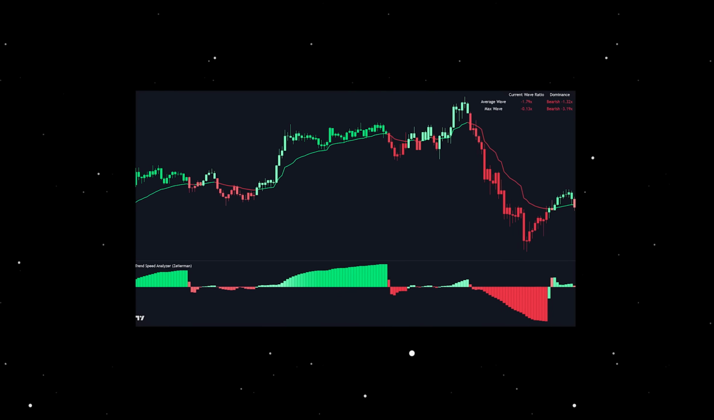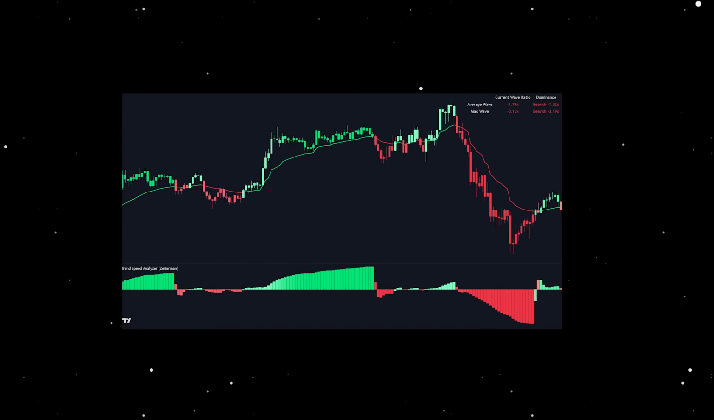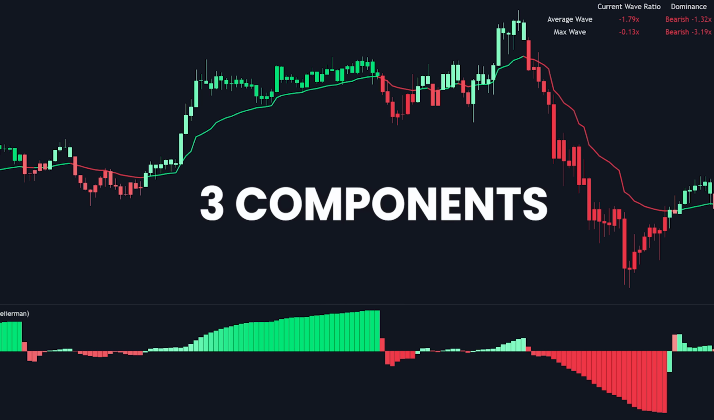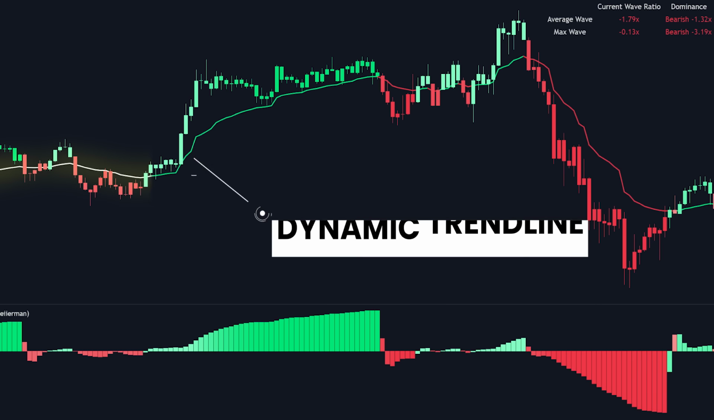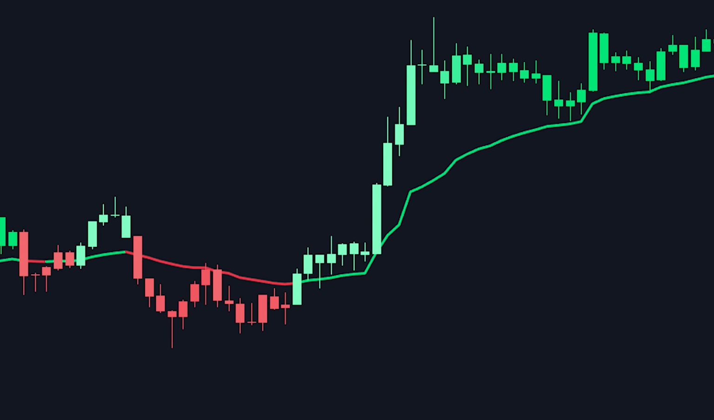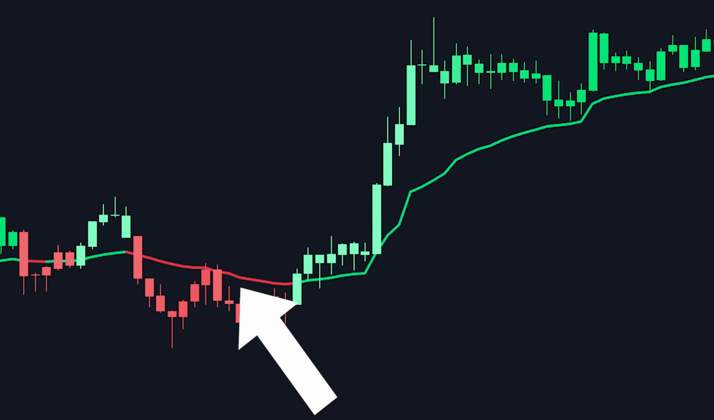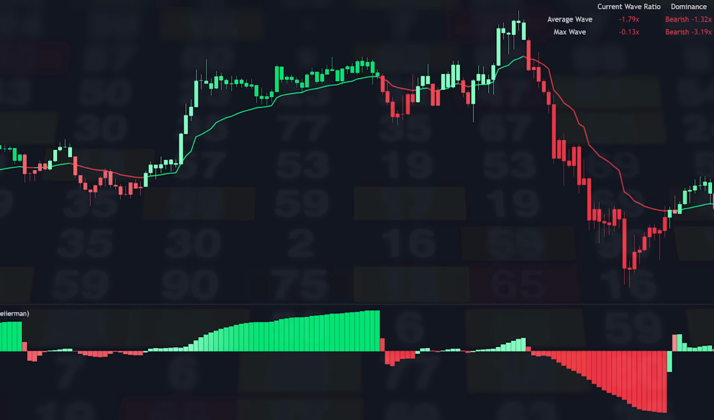Here's how this game-changing tool works. Unlike those old-school indicators that leave you guessing, this one combines three crucial components that work together like a perfectly tuned engine. The first component you'll notice is the dynamic trend line right there on your price chart. Now watch closely. This line changes color, usually green when things are looking bullish and red when they're bearish. This line actually adapts to market volatility in real time.